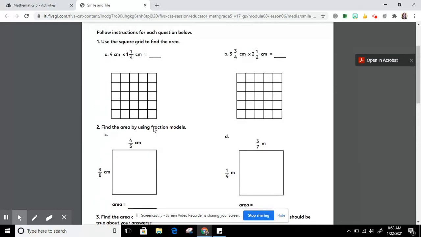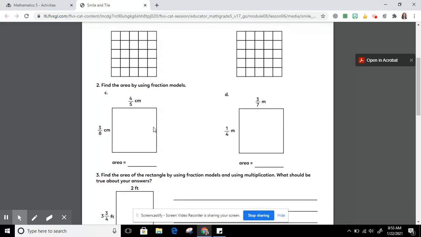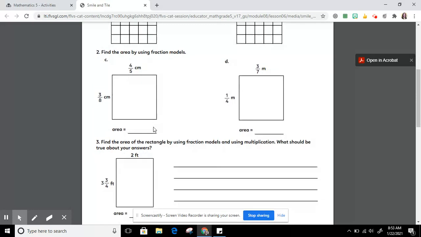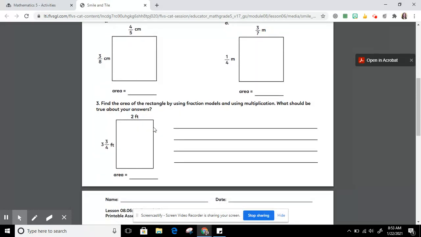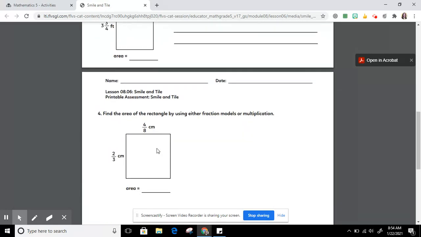I know that second one just has one problem on it, but make sure you get that one done as well. So for 1A and B, you are using the square grid to find the area. I'm going to show you how to do that. Number 2, it's a little different. You're using fraction models to solve those two problems, C and D. Number 3, you're finding the area of the rectangle by using the fraction model and using multiplication. And then you're answering this question, what should be true about your answers? We'll do number 3 together. And then number 4, you have an option here. It says find the area of the rectangle by using either fraction models or multiplication. So you can use the model or you can just do the multiplication out.